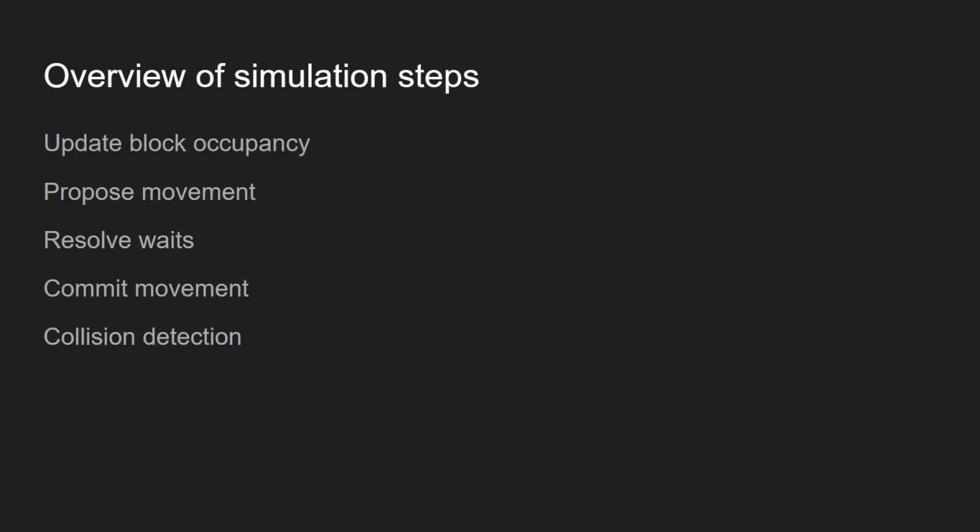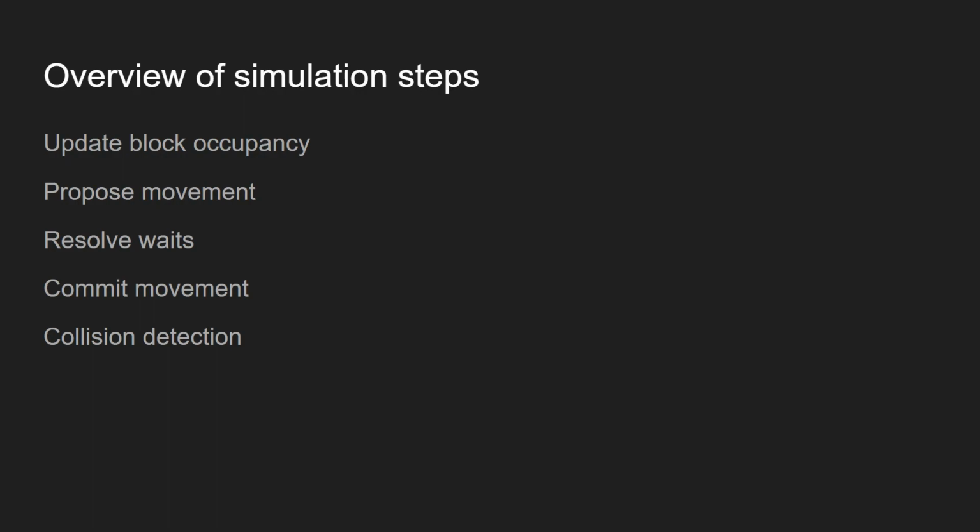In terms of simulating train movement, there are 5 basic steps. First, trains update the segment and block occupancy of tracks. Next, trains propose where they would like to move to. If trains reach signals, then they'll be placed into a waiting queue.